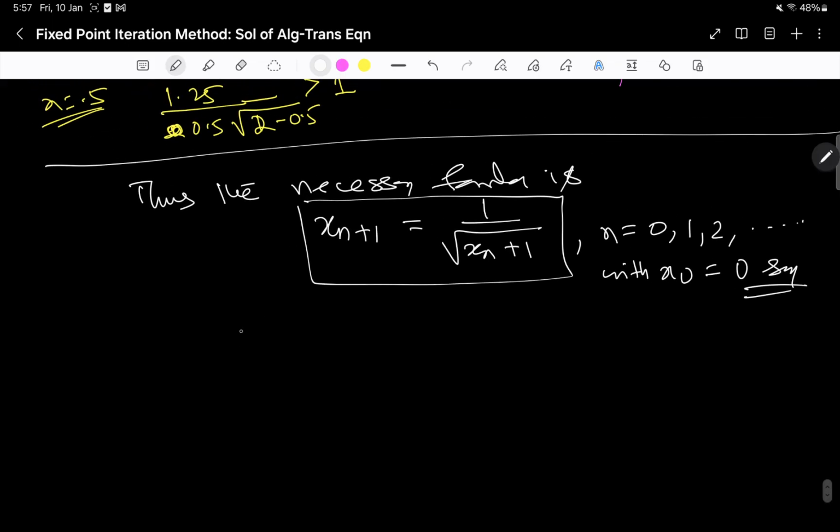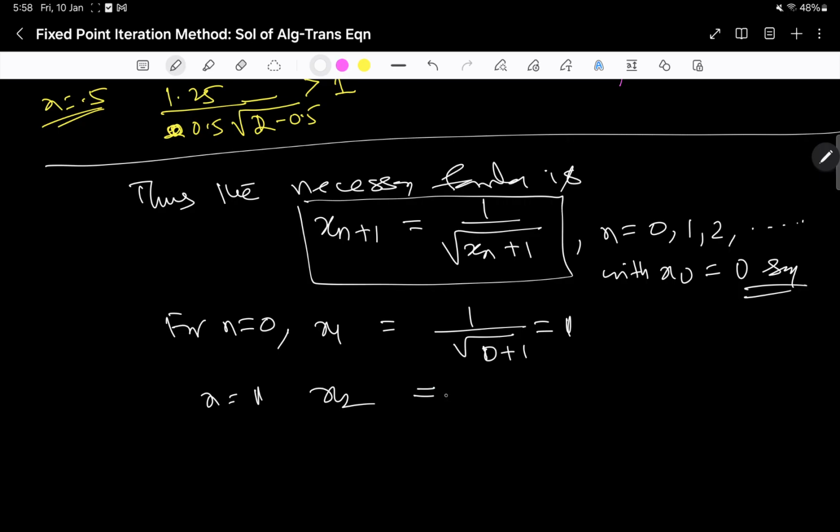So for n is equal to 0, what is my x1? It is 1 by root over of 0 plus 1, which is here 1. Then for n is equal to 1, what is x2? If you simplify it, it will give you, just a second. I may take any value. Suppose I am taking x0 is equal to 1. Okay. So 1 by root 2, this is equal to 0.70711. Now it is 1 by root over x1 plus 1.